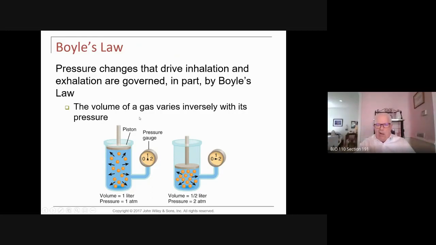Boyle's law. One of the first gas laws. There are three of them that I want you to remember. But the most important is Boyle's. V over P.